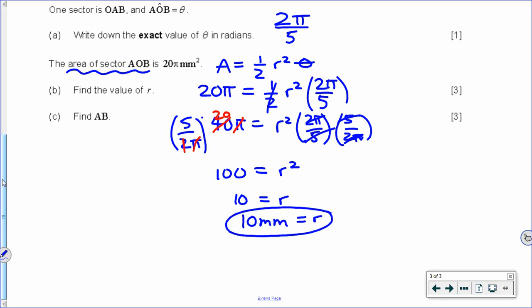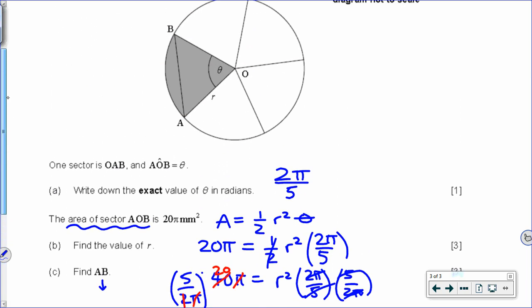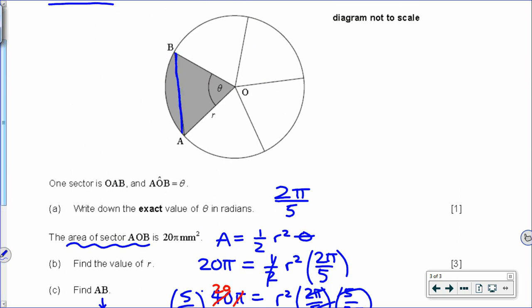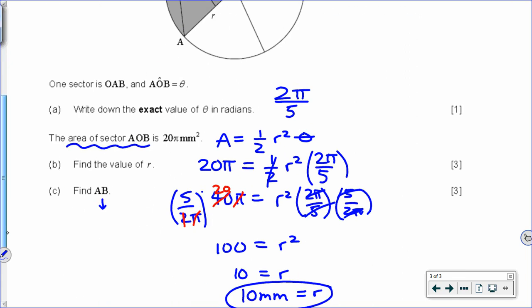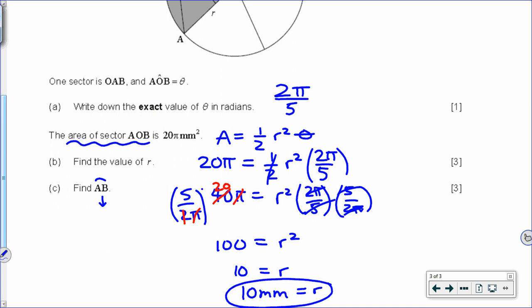And then find AB, and this means the line segment AB. So if you're looking up at this picture, it's asking you to find this AB, not the arc AB. If they were asking to find the arc AB, they would have to say arc or show you this symbol here, which they have not done. So they mean the line segment AB.